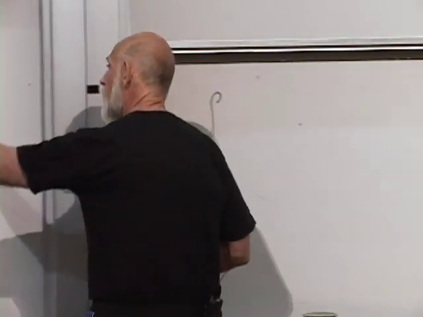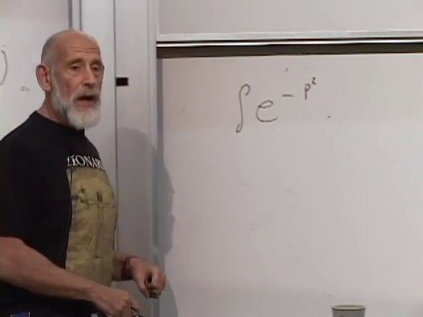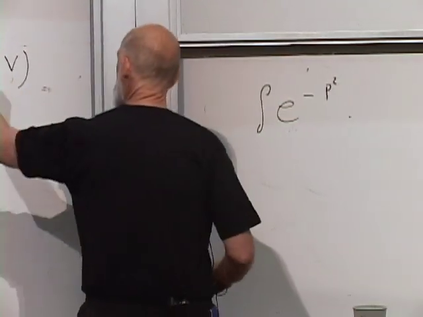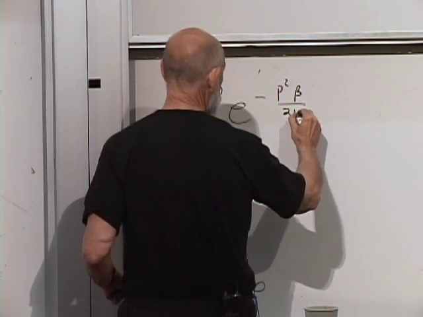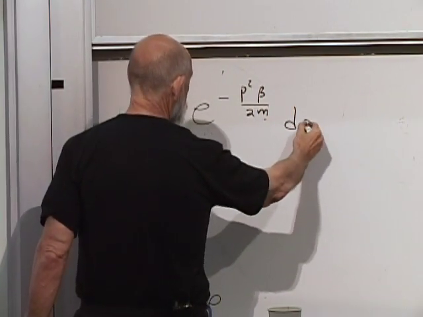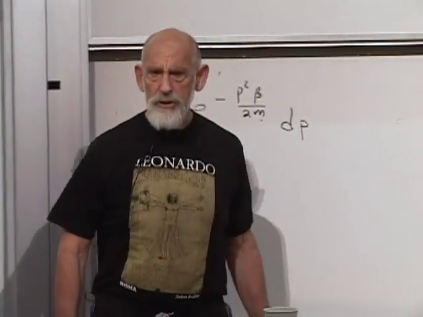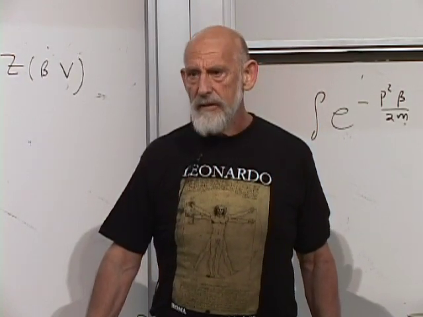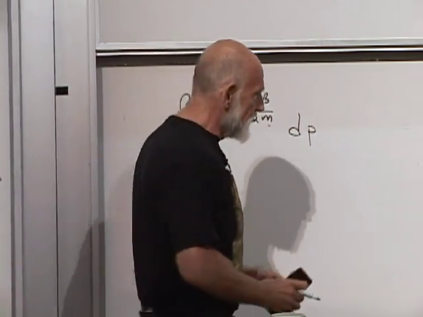The basic integral is a one-dimensional integral, e to the minus p squared beta over 2m, integrated dp. Now p squared does not mean px squared plus py squared plus pz squared. It just means a one-dimensional variable. I don't remember if we discussed it. Did we discuss Gaussian integrals? We did not. Not this quarter. All right, let's discuss Gaussian integrals quickly.